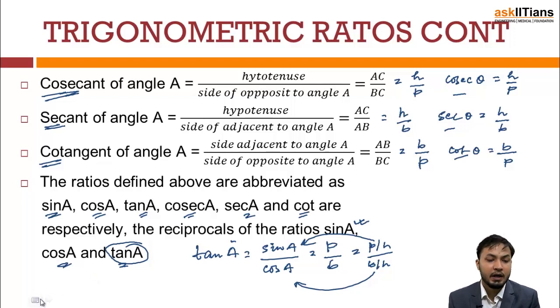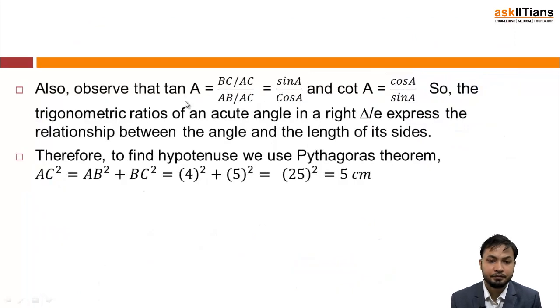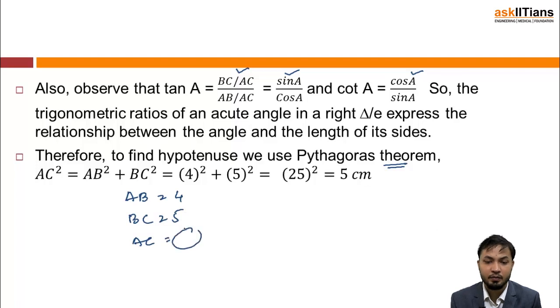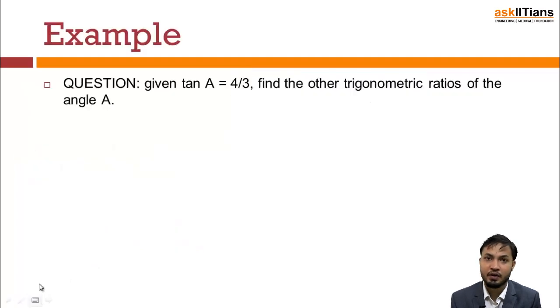Alright, let's move on to the next part. See the description that I have already given, it is shown over here. Now to find the hypotenuse, we use Pythagoras theorem. So let's say there is some side AB given to be 4 and BC given to be 5, we know that AC will be some value. Alright. Let's look into a question based on the things that we have studied.